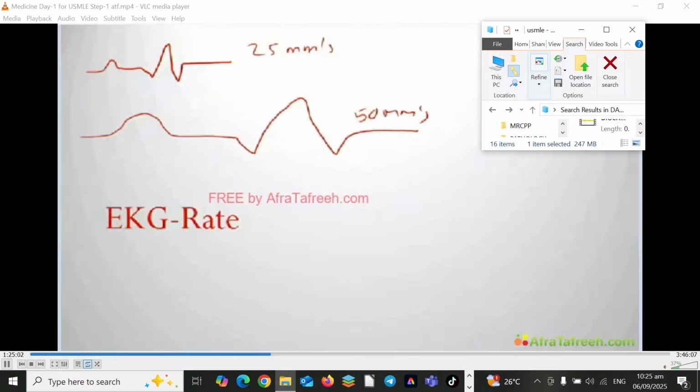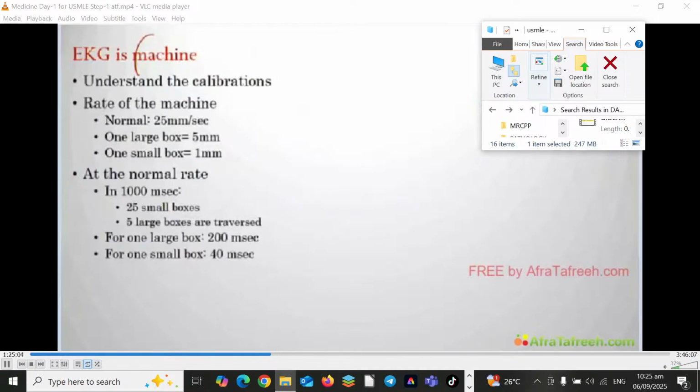This is a 50 millimeter per second EKG. So this is what you need to understand about the EKG machine. When you say a normal rhythm, the normal speed of the EKG is 25 millimeters per second. It is 25 millimeters per second.